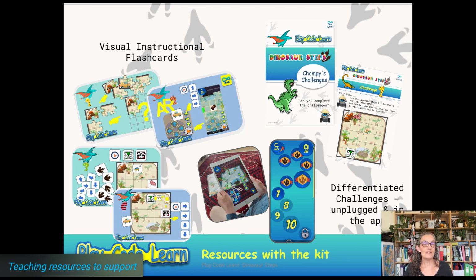The other thing is there are lots of differentiated challenges for the different students too. In the kit itself, you've got a set of Chompy's challenges. The challenges at the very beginning are the easiest ones, and they get harder and harder as they go through the booklet. And also on the online app, you have three tiers of challenges. The beginner ones are the first ones, and they are much simpler to complete than the ones further through the app.